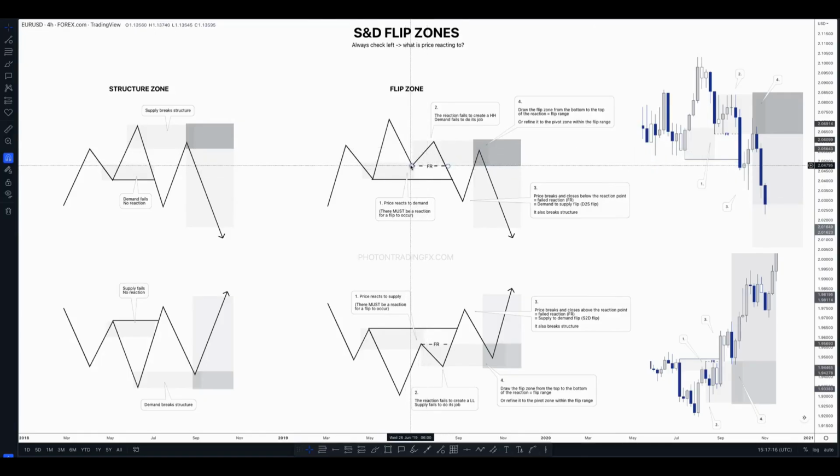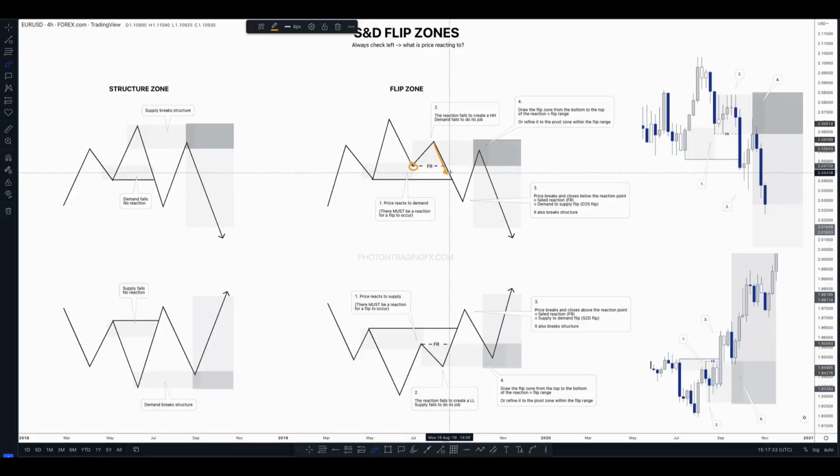So just a super quick recap, the key points, the common mistakes I see: for a flip, there must be a reaction first, okay? So you need to see price react. As long as it doesn't break that high, as soon as price then comes down and closes below the low of the reaction, I personally want to see a candle body closure. We now have a failed reaction.